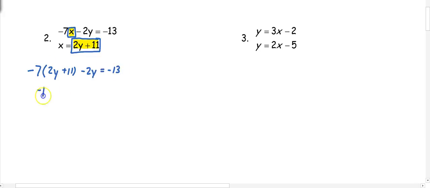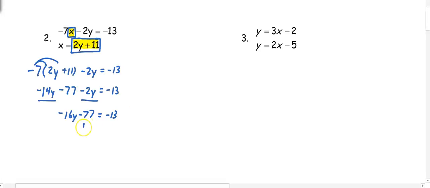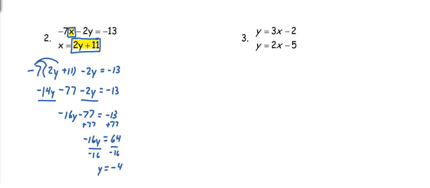So we're going to distribute the negative 7, and we get negative 14y minus 77 minus 2y equals negative 13. So when I combine like terms, I get negative 16y minus 77 equals negative 13. To get y by itself, I'm going to add 77 to both sides. Negative 16y equals 64. And then we can divide by negative 16 and get that y is negative 4.